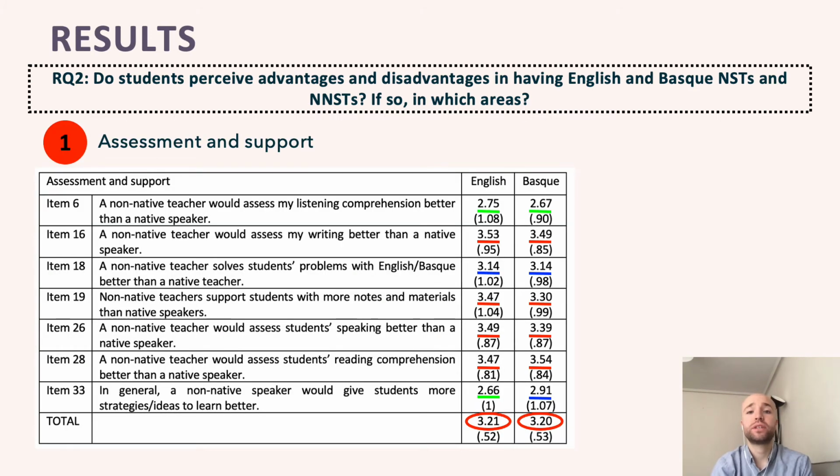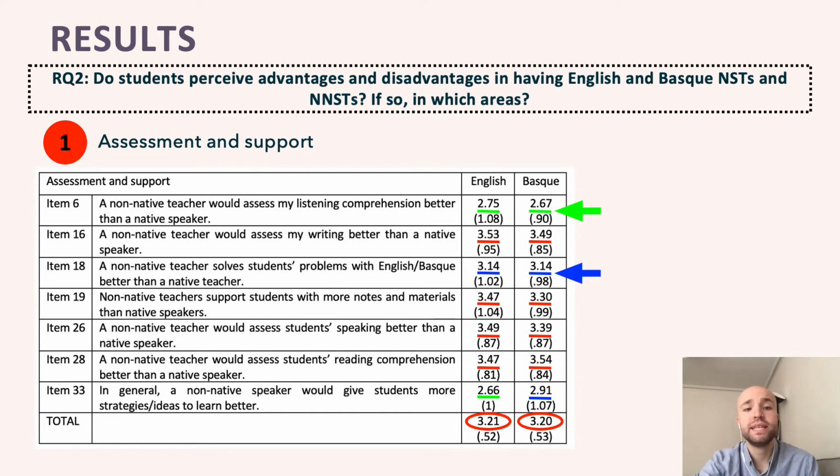Our results in our first category, assessment and support, appear to indicate that both Basque students and English students prefer native speaker teachers for this category. A closer look at individual items reveals that students, both in the case of English and in the case of Basque, have a preference for native speaker teachers' assessment of reading, writing, and speaking, as well as for their support with additional notes and materials. In addition, all students believe that non-native speaker teachers were better for the assessment of listening.